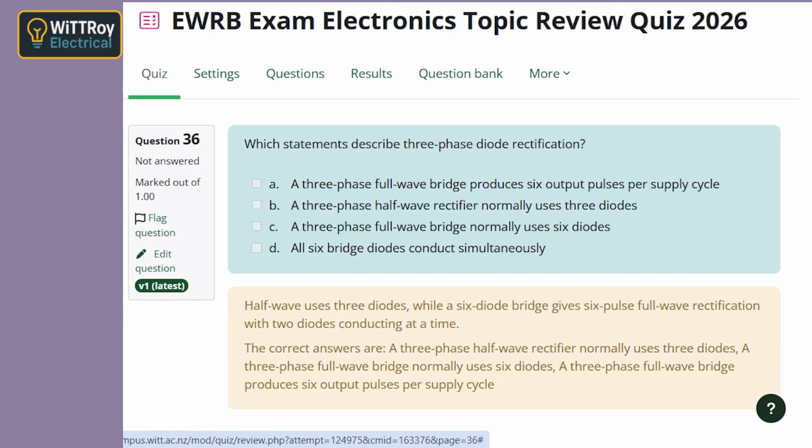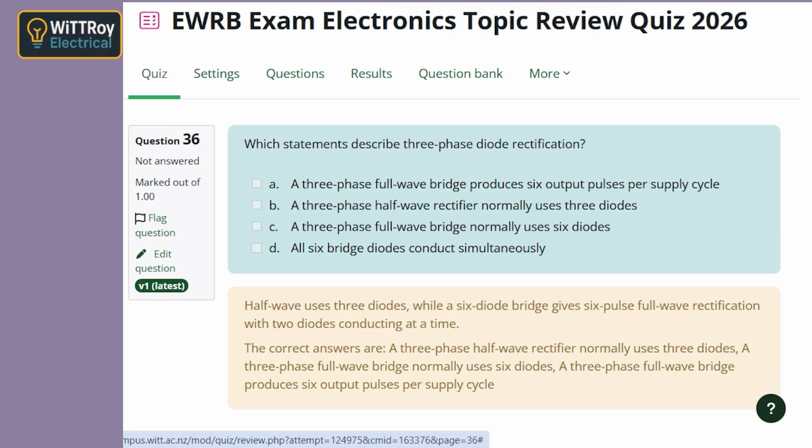Question 36. Which statements describe three-phase diode rectification? I put all 6 diodes conducting together. I saw 6 diodes in the bridge and assumed the whole bridge operated at once. Okay, this is one of the questions where the wording can pull you the wrong way. Start with the basic operation.